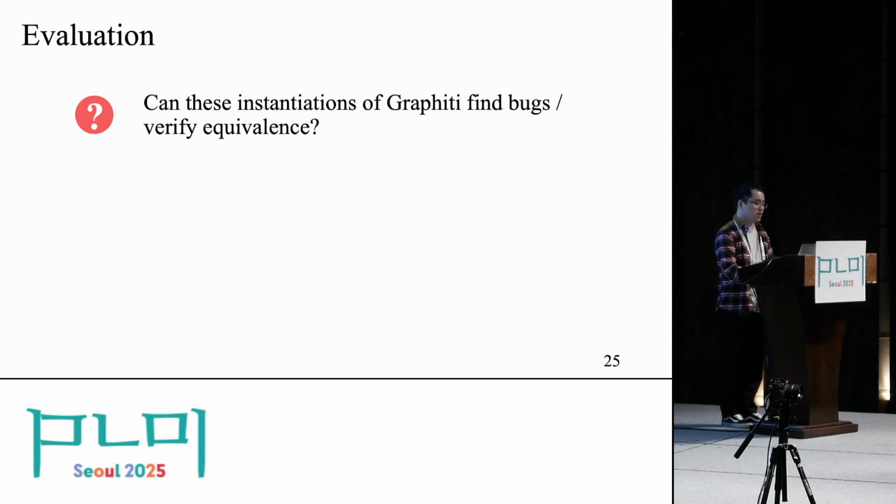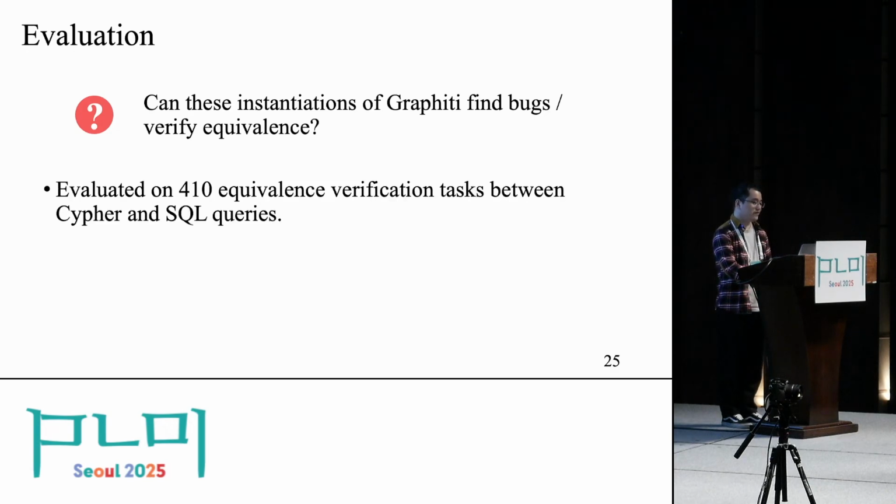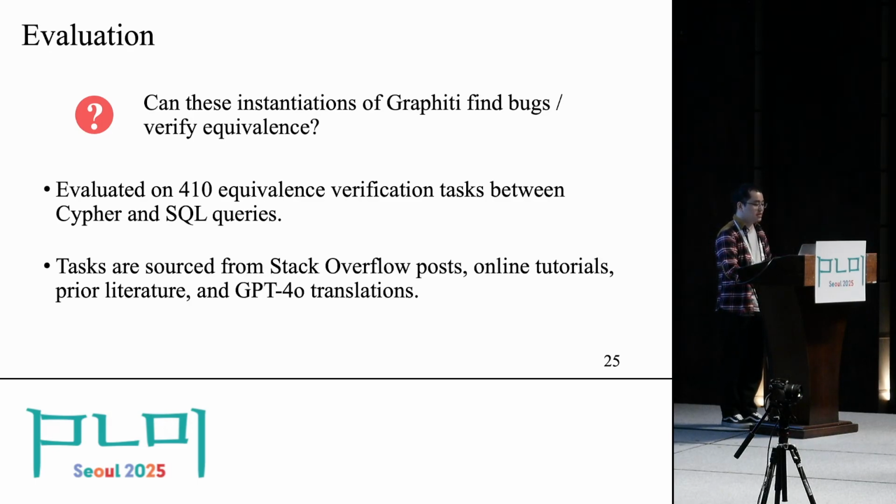In this work, we explore two research questions. Can these instantiations of Graphiti find bugs and verify equivalence? We evaluate Graphiti on about 400 equivalence verification tasks between Cypher and CQ queries. These tasks are sourced from Stack Overflow posts, online tutorials, prior literature, and GPT translations.